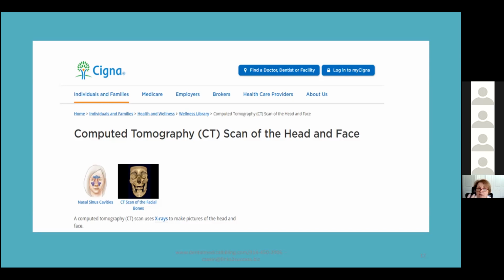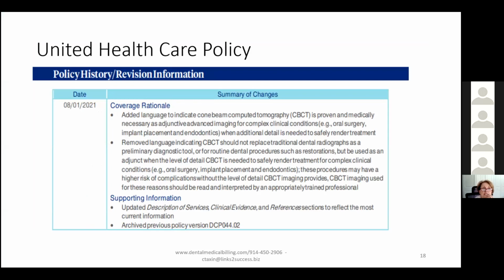Is it from the bone? Is it from the sinuses? And what is it really doing to me? And everything about it. It is a provable and medical necessity under the world of Cigna. Here it is. This is the United Healthcare policy. They have the same ones.